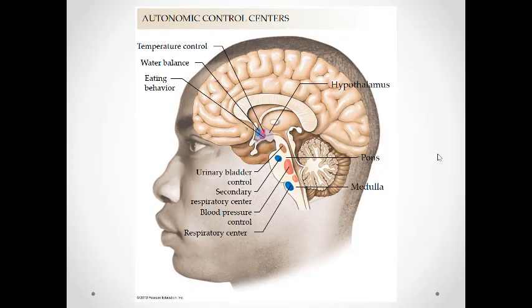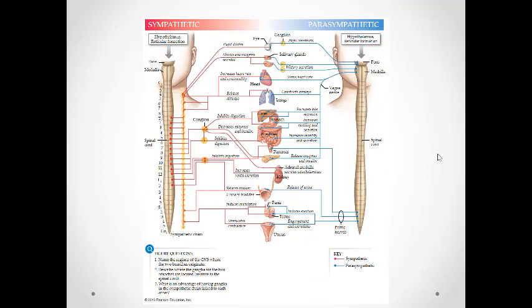So what are the autonomic control centers? What does it involve? Well, your hypothalamus is going to control your temperature control, your water balance, and your eating behavior. The pons is going to control your urinary bladder, your secondary respiratory center, blood pressure control, and then your medulla is where the respiratory center is located. Okay, so let's take a close look at sympathetic on the left, which is the fight or flight, and parasympathetic when you're resting and digesting.